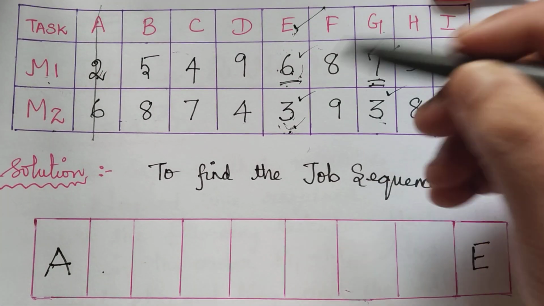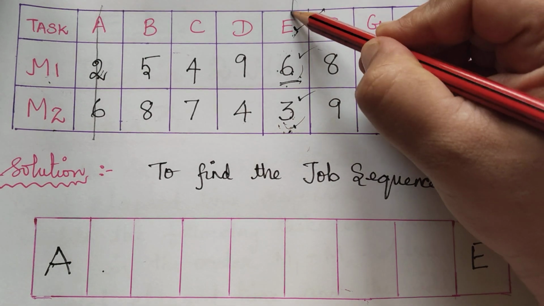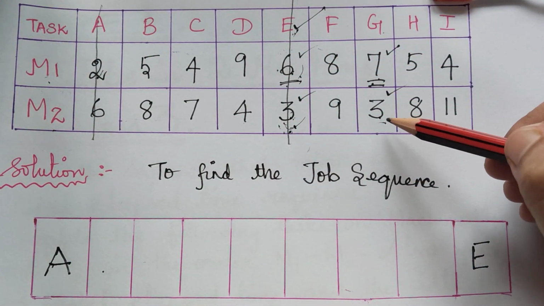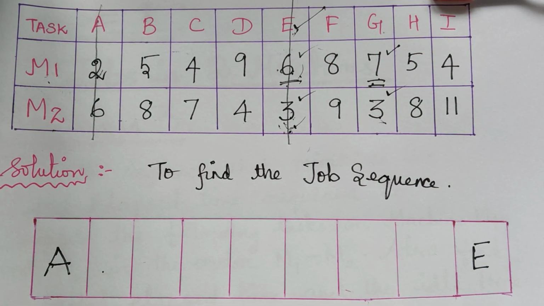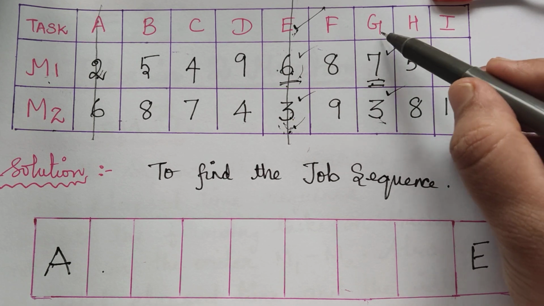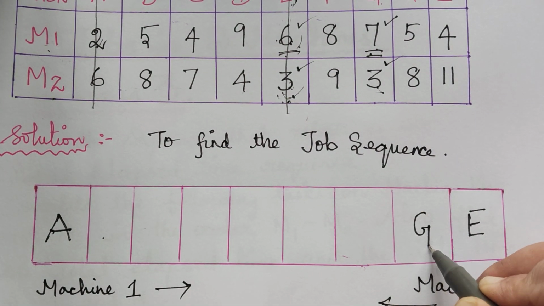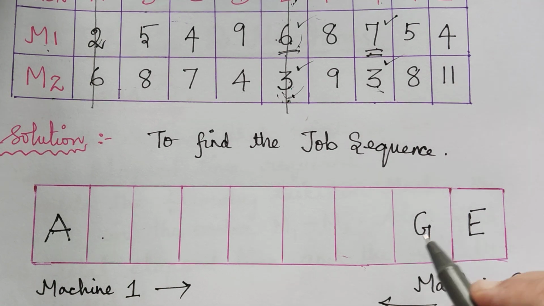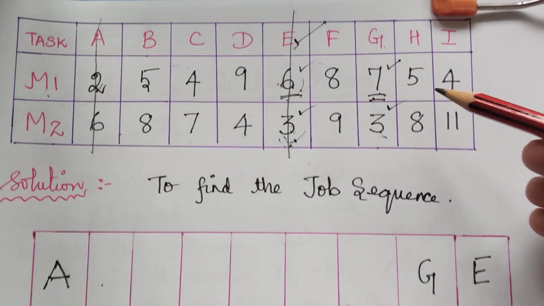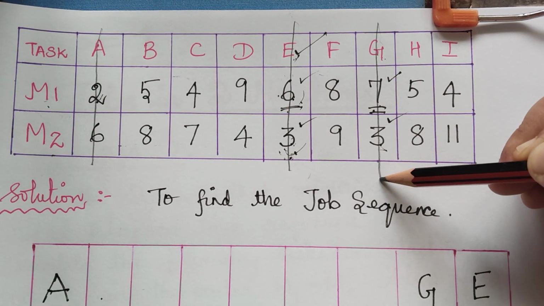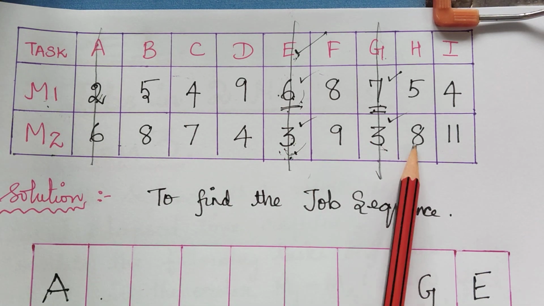Now job E is over. So once it is over, just give a strike. And next the tie was with this 3, and that is for job G. So obviously G has to be next written here in machine 2. And after writing G here, we have to give a strike so that we know that it is completed.